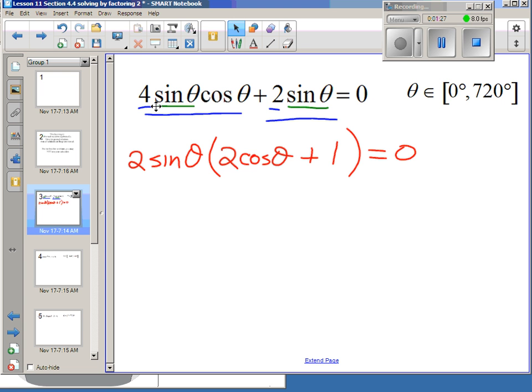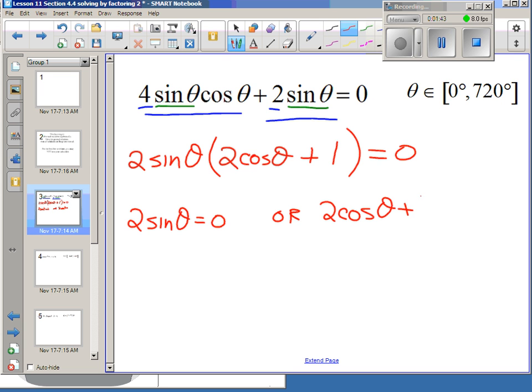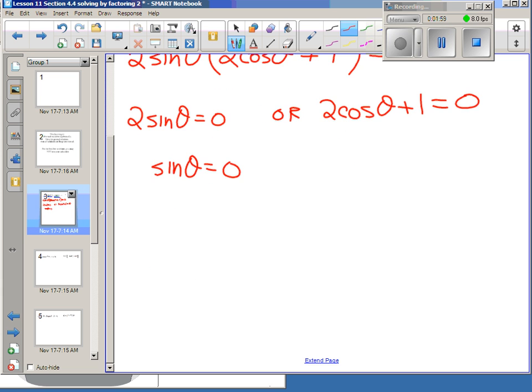I now have 2 different things multiplied together and equal to 0. Factoring only works in this way if my product is 0, because then either the first part, which is 2 sine theta, is 0, or 2 cosine theta plus 1 is 0. That is true. If 2 things multiply to make 0, either one or the other is 0. And now I solve each part. So in this case, I have 2 sine theta is 0. I'm going to divide by 2, and I get sine theta is 0.